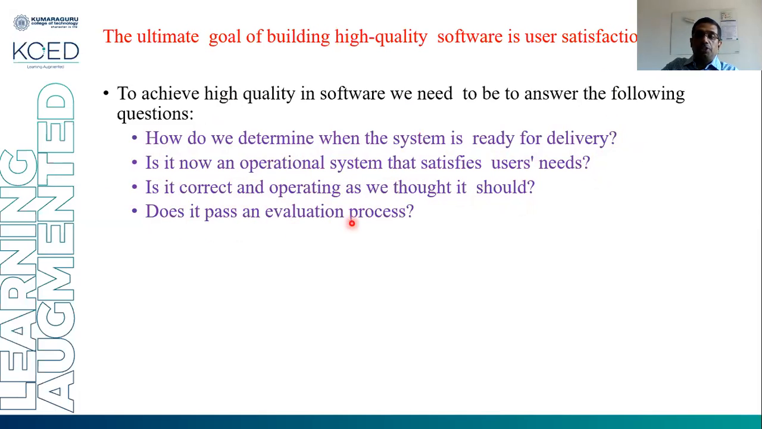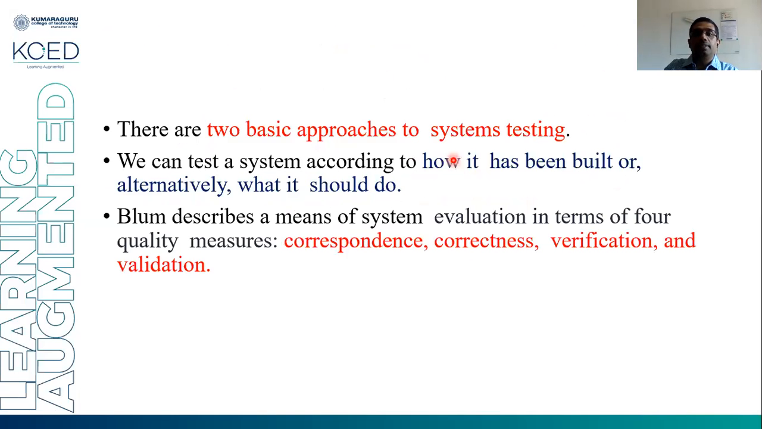Does it pass an evaluation process? Whether we carried out the evaluation process, whether the software passes the evaluation process. So these questions should be answered. If the answer is yes for all the questions, then we can assume that we are developing high quality software. There are two basic approaches to system testing. We can test the system according to how it is to be built, or alternatively what it should do. You have to test the system how it has been built, or what it should do.